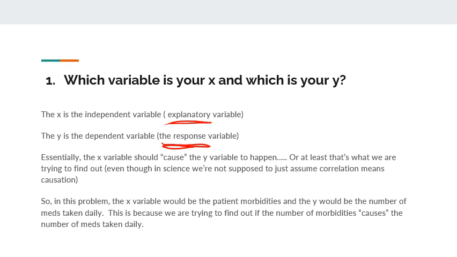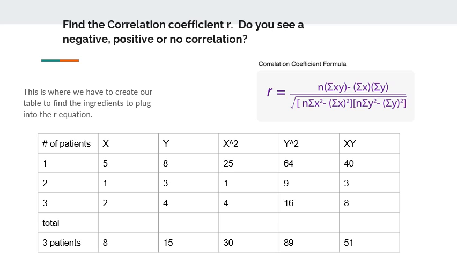So don't stress it too much, but just try to keep in mind that when you are trying to figure out what is your x and your y, think in terms of, is this variable causing this variable to happen? Or am I trying to figure out if this variable causes this variable to happen? And that should help you put them into place. Anyway, let's just move on.